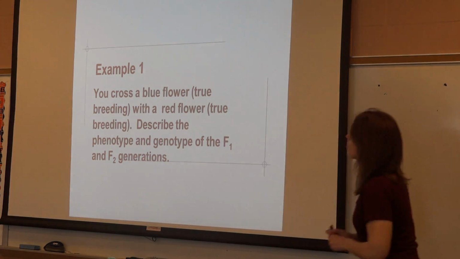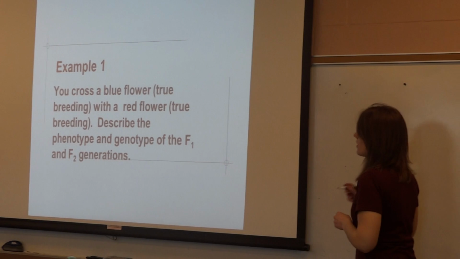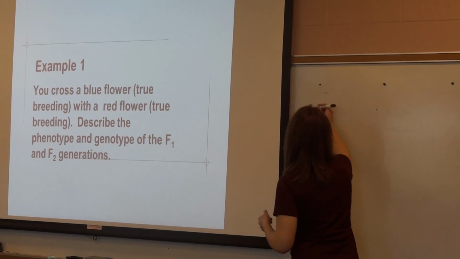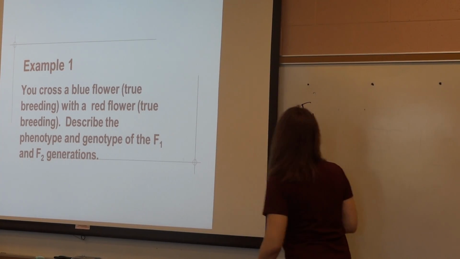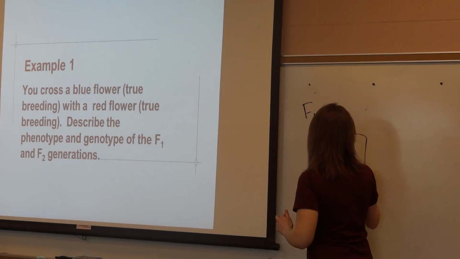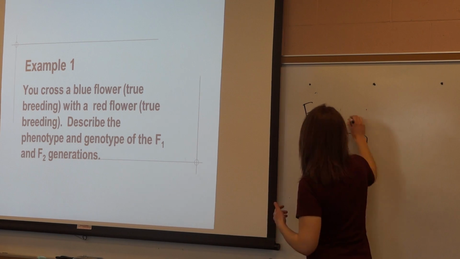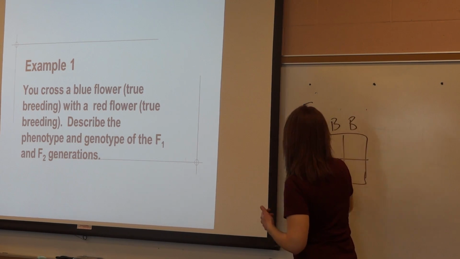Let's do this. So you cross a blue flower that's true breeding with a red flower that's also true breeding, and we're going to describe the genome and phenotype for each generation. So let's do the F1 first. Okay, so our F1 generation, we have true breeding. So that means we are going to have, let's do big B, big B and big R, big R.